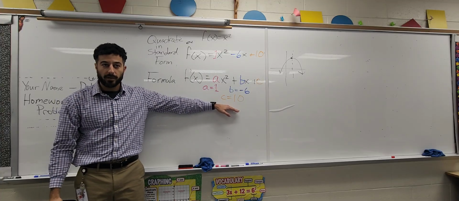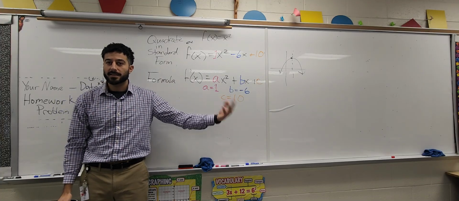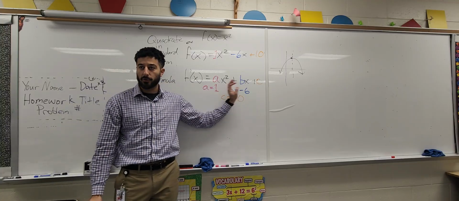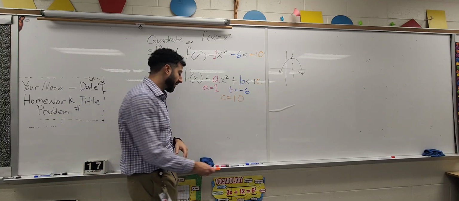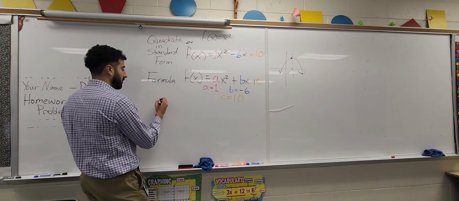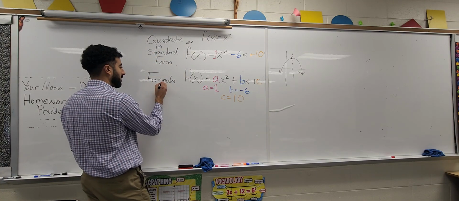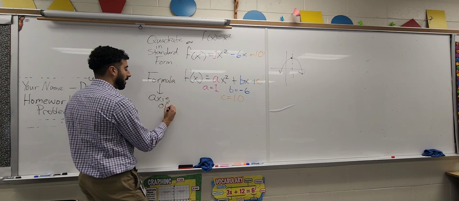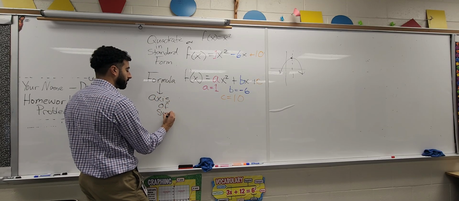This is so important because we're going to use the values of a, b, and c for our vertex. All of these values will be used in the formulas we're going to be addressing. So let's go to that topic of axis of symmetry. The formula for axis of symmetry is what I'm writing.